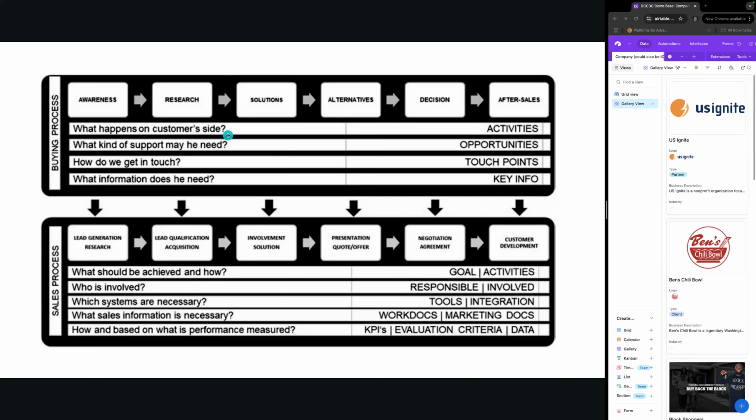What happens on the customer side? How do we get in touch with them? What information do our customers need? And then here on the right, you can see the different activities or ways to categorize that information. And then what should be achieved and how, who is involved, what systems are necessary. You guys will have access to this. I think this is also a great example.